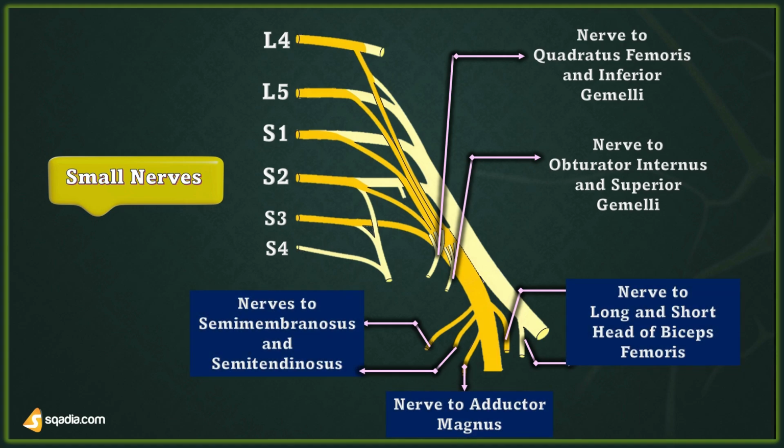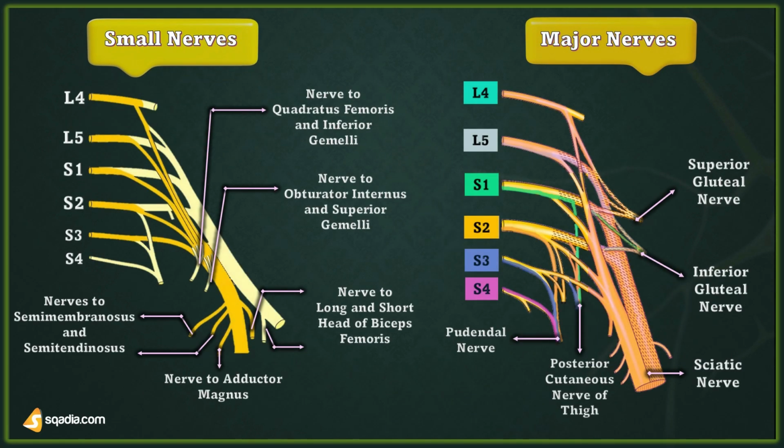That is all about the anatomy of the sacral plexus and the branches of nerves that originate from it. I will talk about the sciatic nerve next.